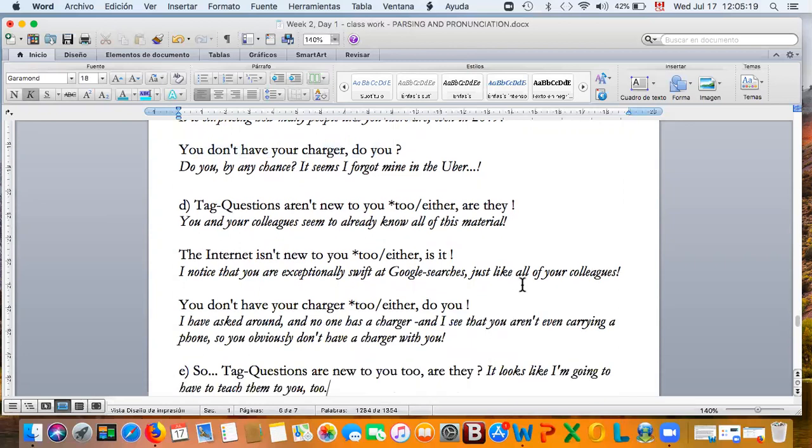All right, let's look at D. D is the same as C, except that, see the exclamation mark? Except that the tag is falling now. So, tag questions aren't new to you either, are they? Notice that you can't have the word too here. You have to have the word either. The internet isn't new to you either, is it? You don't have your charger either, do you?